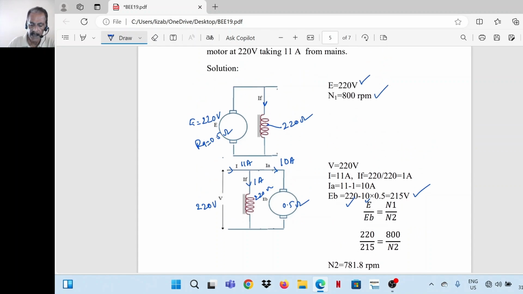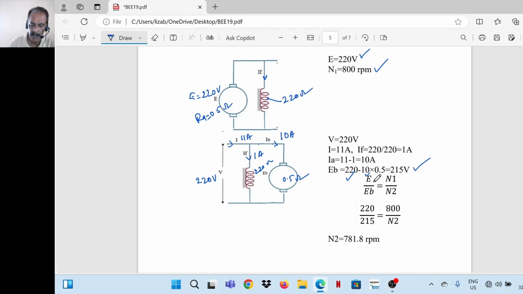So in both the cases, the equation for generated EMF is phi ZNP by 60A. Here for back EMF also it is phi ZNP by 60A. So we can write down the relation like this. E divided by EB. E is the generated voltage when the machine is working as a generator. EB is the back EMF when the machine is working as a motor. So E divided by EB is equal to N1 by N2.